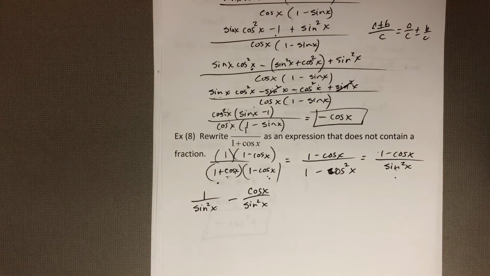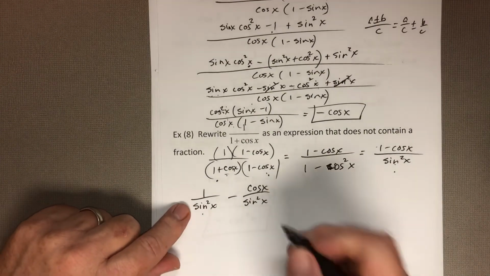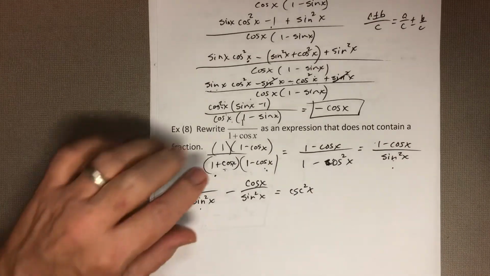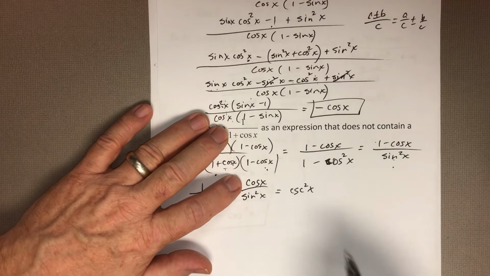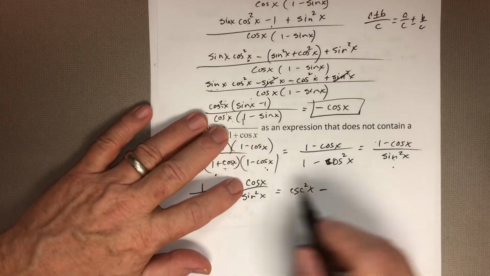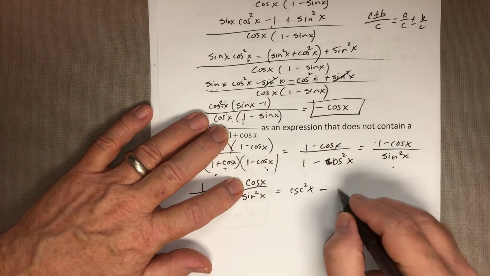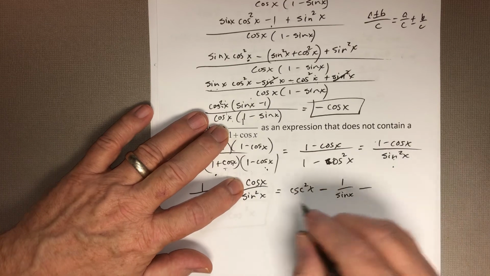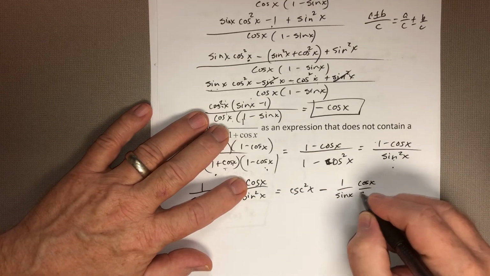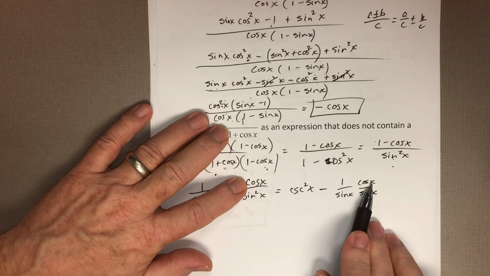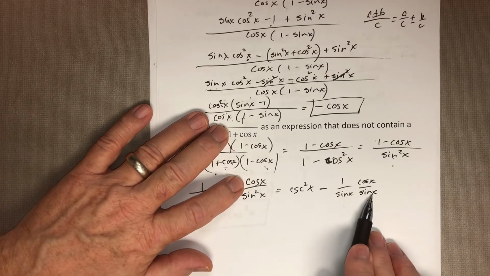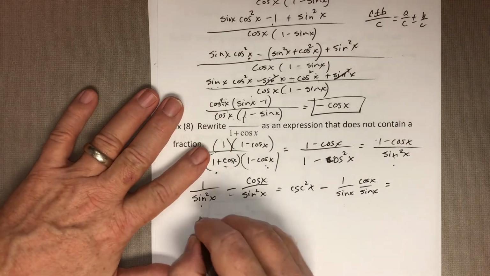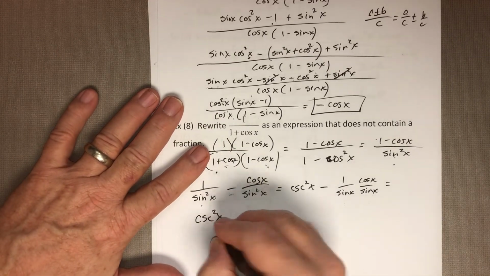Now, I know that 1 over the sine squared of x is simply the cosecant squared of x. And what I'm going to do next is separate this a little bit into the product of two fractions: 1 over the sine of x, and then the cosine of x over the sine of x. Because if I multiply this times this, I get that numerator, and sine of x times sine of x is sine of x squared. So this would be equal to the cosecant squared of x.